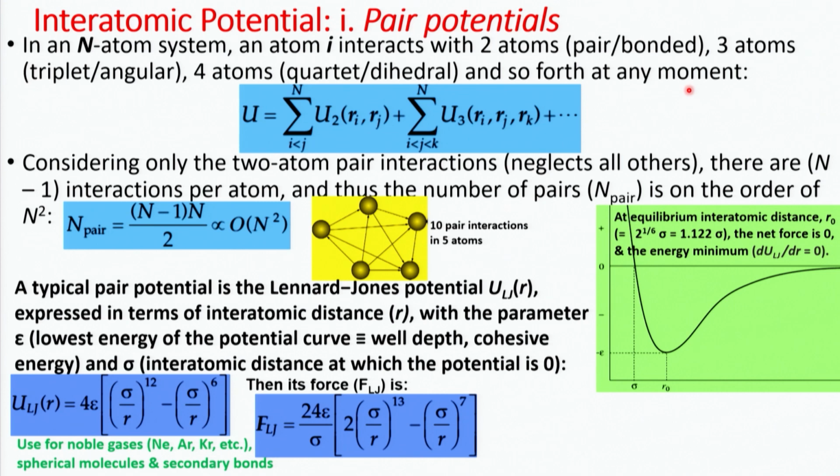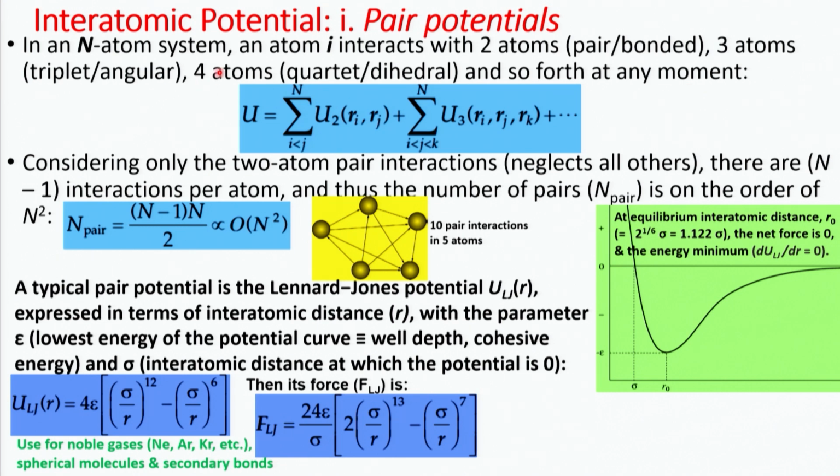So it can be, let's say, three atoms that are not bonded, or they can be bonded. If the three atoms are bonded, essentially they form an angle, so we call it the angular potential, or the bond bending potential.